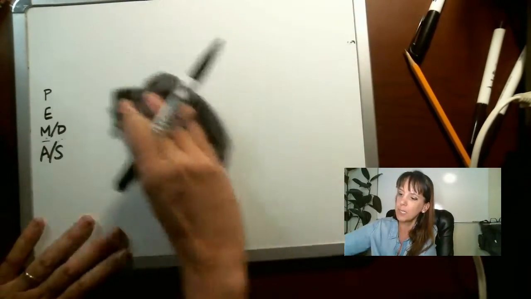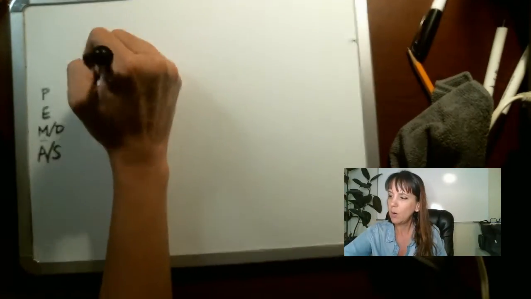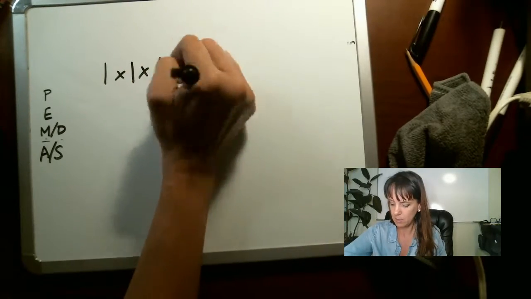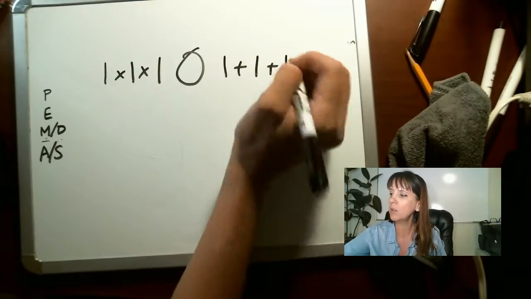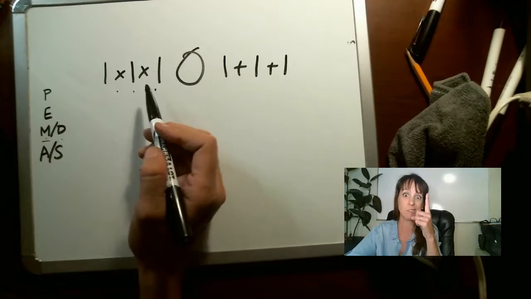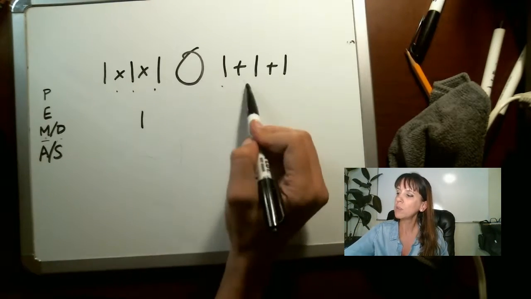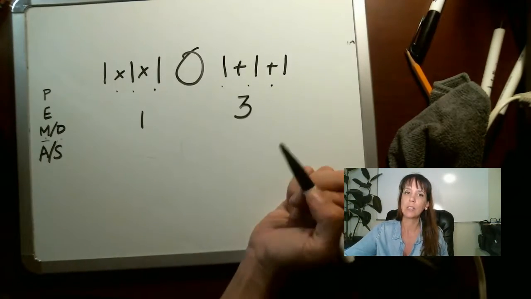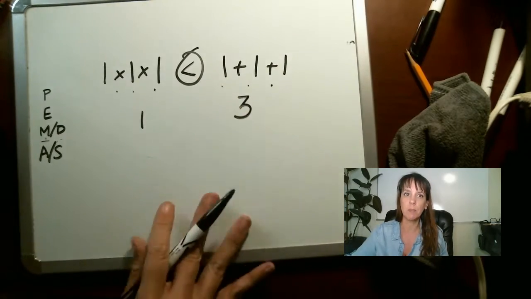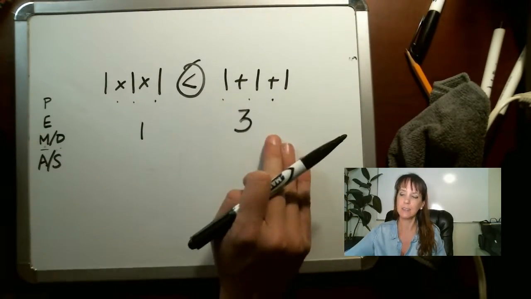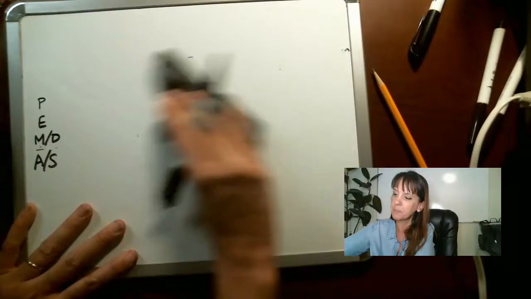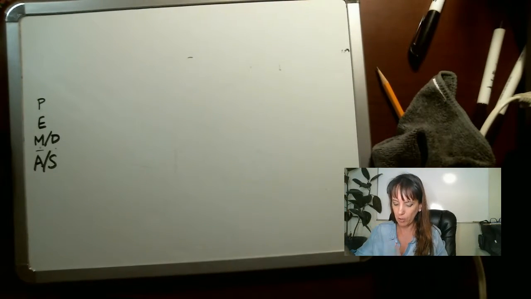All right, so E. 1 times 1 times 1, circle, 1 plus 1 plus 1. Guys, 1 times 1 times 1 is 1. 1 plus 1 plus 1 is 3. Go ahead and open to the larger number. So 1 is less than 3. Good. Okay, one more and then we're good.